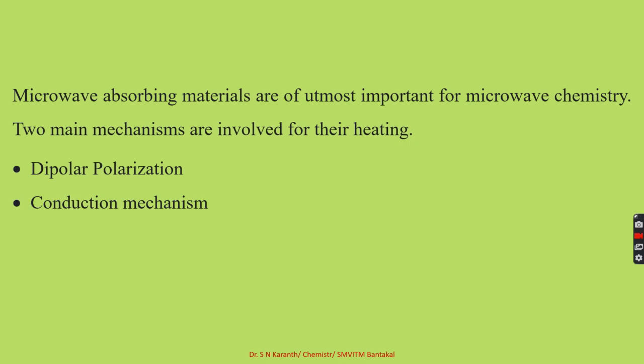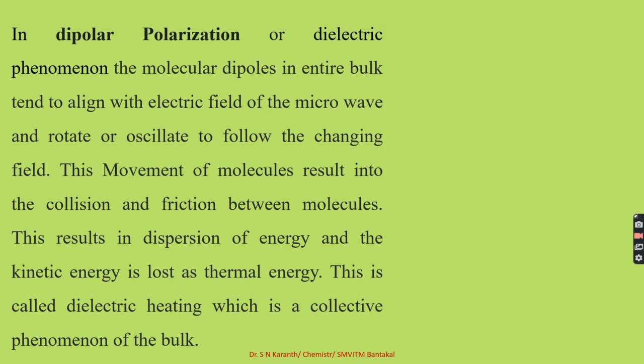How does the microwave absorb heat energy? The microwave absorbing materials are most important in microwave chemistry. That means we cannot use all materials for microwave assisted synthesis. They should absorb microwave energy. Based on that, there are two main mechanisms involved: the dipolar polarization mechanism and the conduction mechanism.